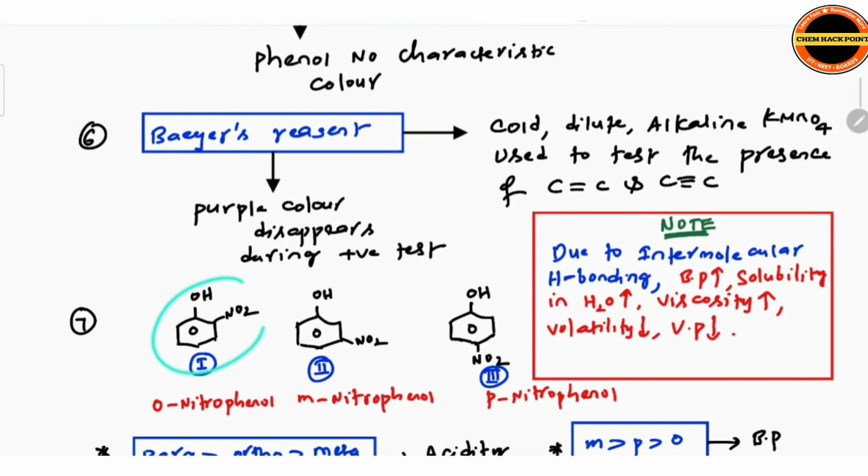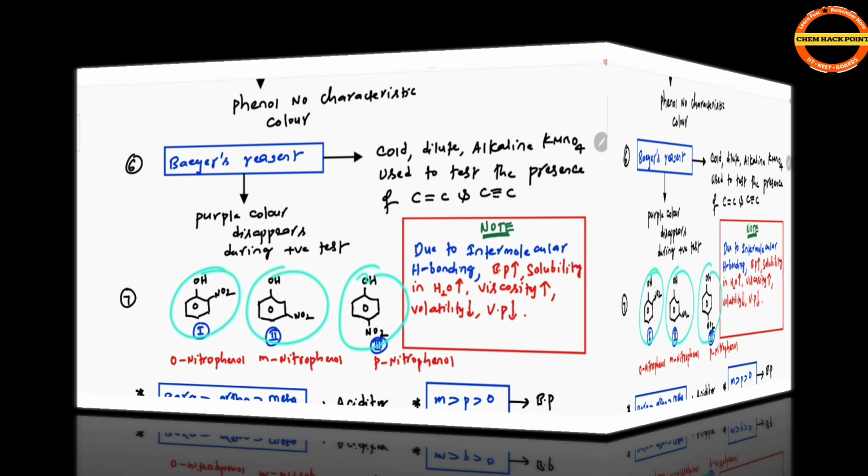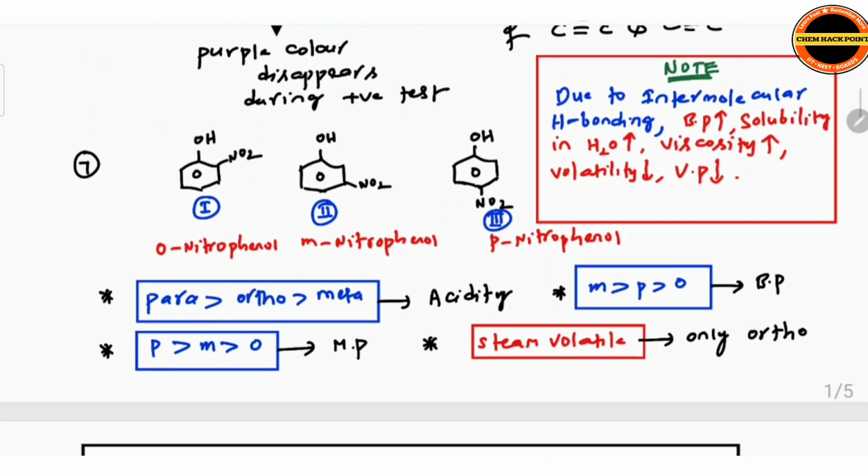Then orthonitrophenol, metanitrophenol, paranitrophenol: very important and repeatedly asked question patterns. These three compounds are the most repeatedly asked. For acidic strength, para is more acidic than ortho, which is more acidic than meta. Para, meta, ortho is the melting point sequence. Steam volatile is only ortho. And for boiling point, meta, para as well as ortho.